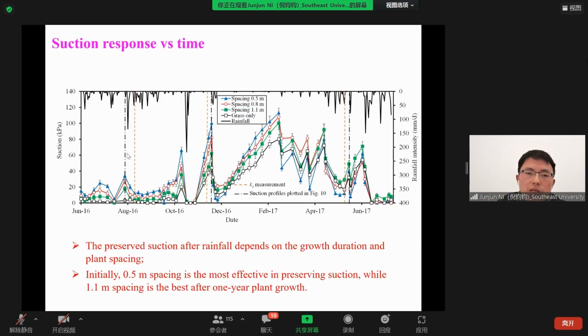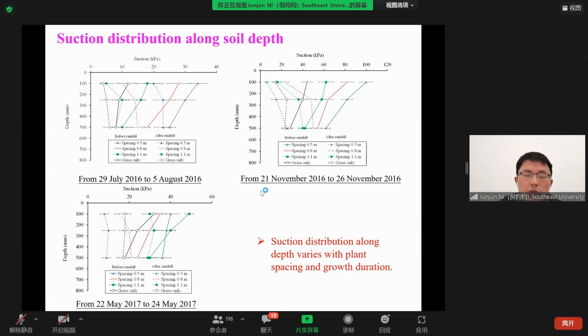And this is the suction response. In the first half, we can find that the closer spacing in blue color always has a higher suction, but in the second half, the wider spacing, the green color, always has a higher suction retained. So you can see that the growth and the spacing affect it significantly. And this is the suction distribution along the depth. I will just skip this.